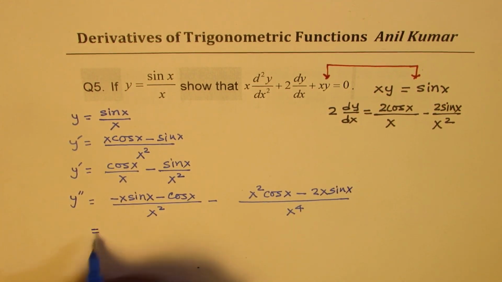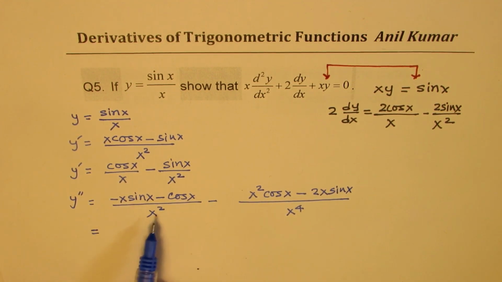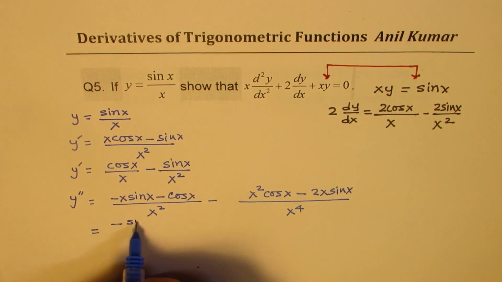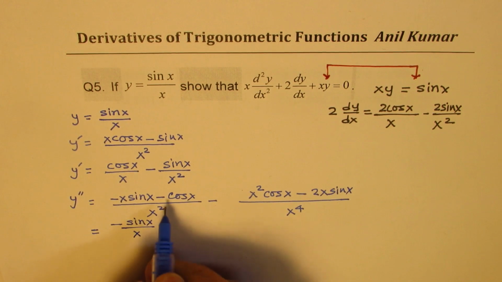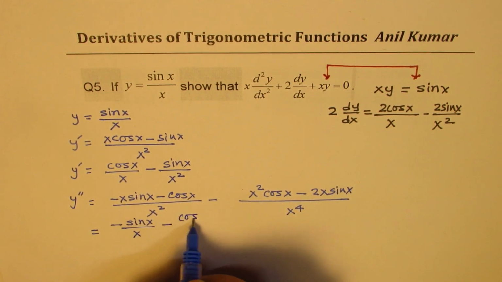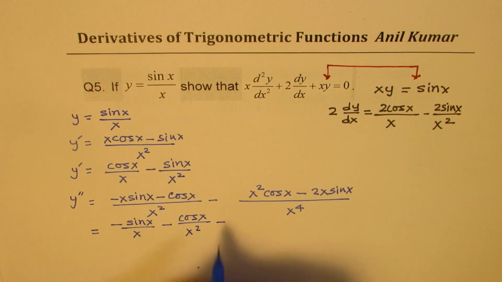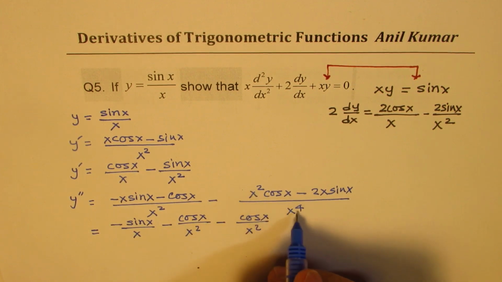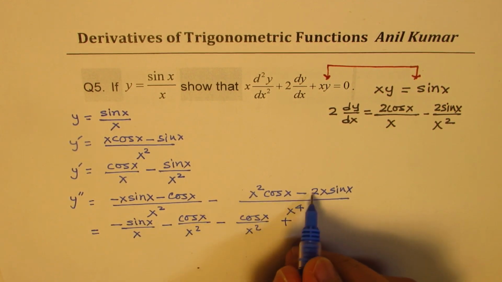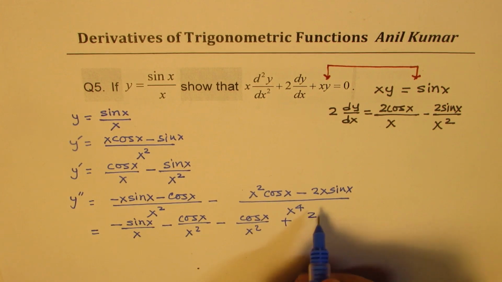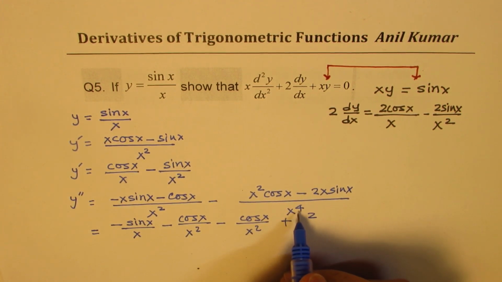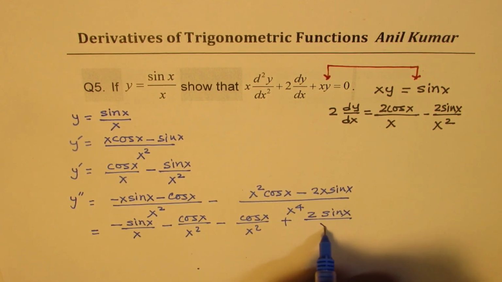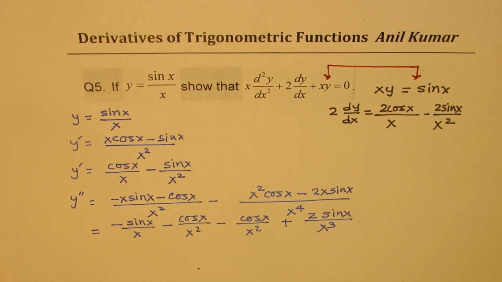Correct? So let's simplify this. We'll just write each term separately. We get the first term as minus sin x over x. The second term here is minus cos x over x squared. Then we have minus cos x over x squared. The powers cancel, minus and minus becomes plus, and we have x cubed left here. So we have 2 sin x over x cubed. So that's our third term.